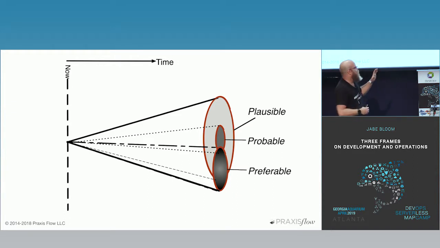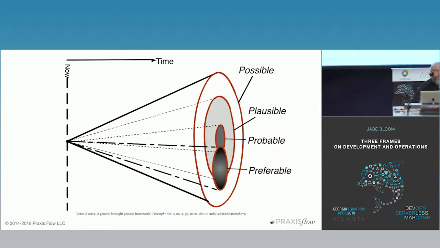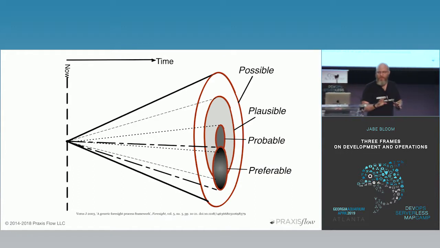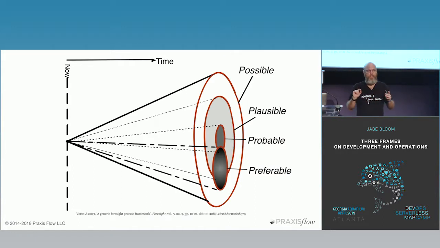And so the range of plausibility, what we can discuss, is a frame. It's a frame because what's possible may not be discussable. We may not be able to discuss what's possible. We can only discuss what we can conceive of.